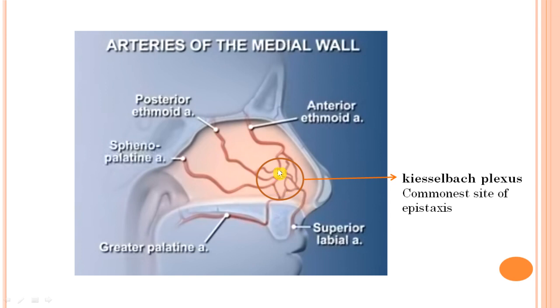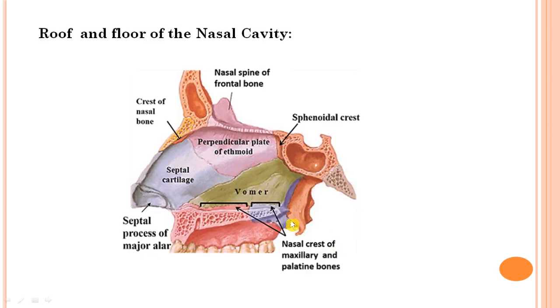And this is a very important area because this is the commonest site of epistaxis, which is actually the nosebleed. So due to any trauma or anything, this region usually bleeds and it is high yield to remember. So remember the arteries: anterior and posterior ethmoidal, sphenopalatine artery, greater palatine and superior labial artery. So that was all about the medial wall.